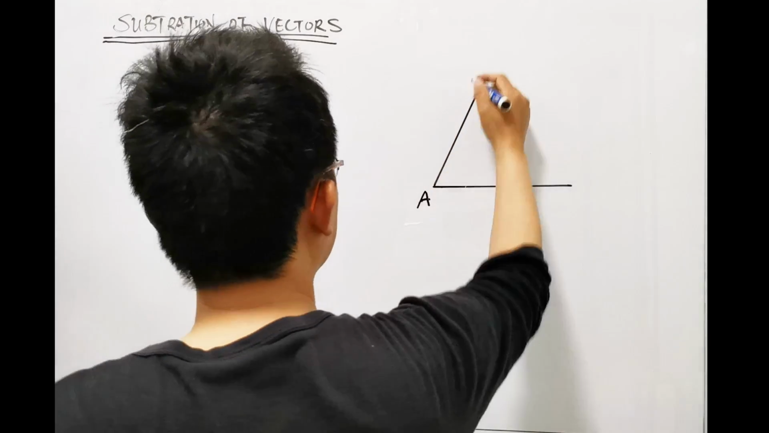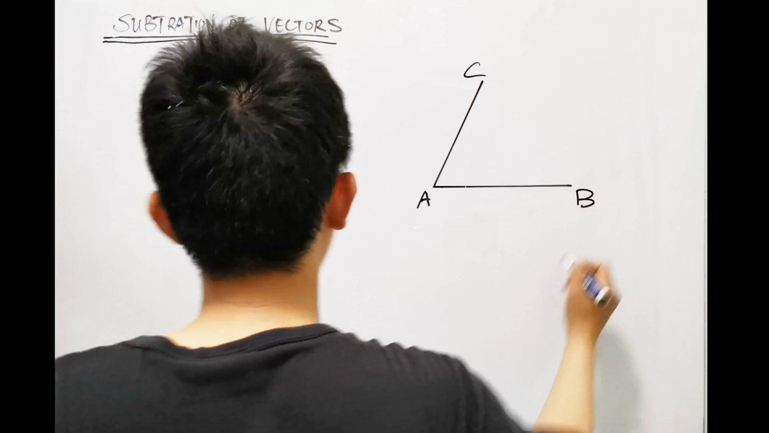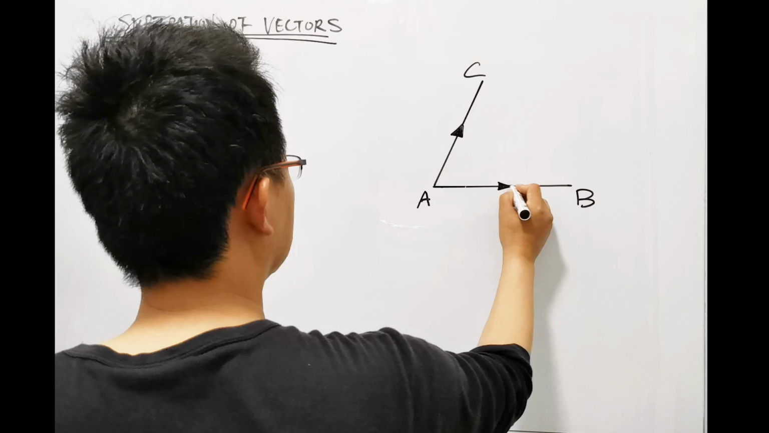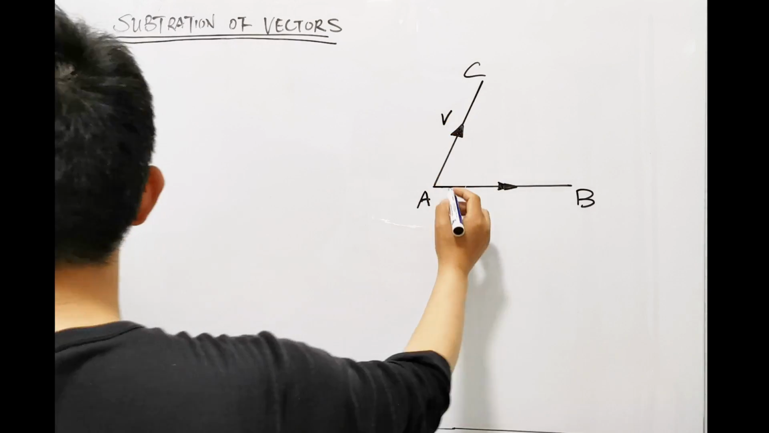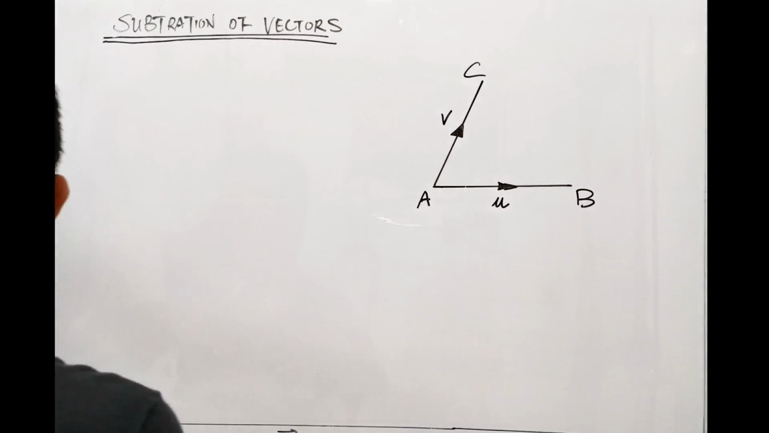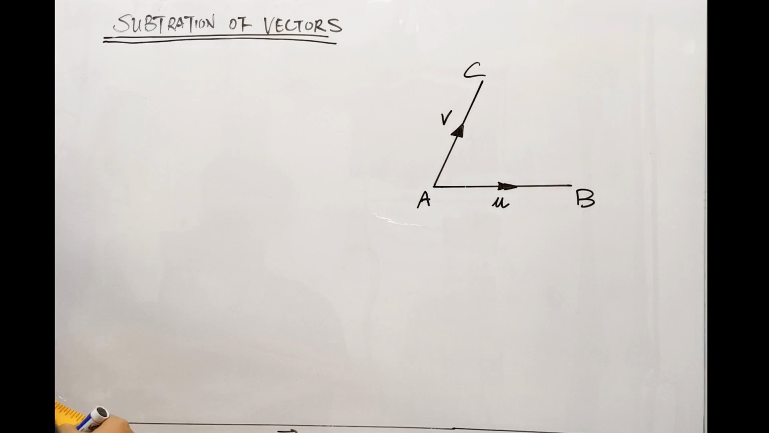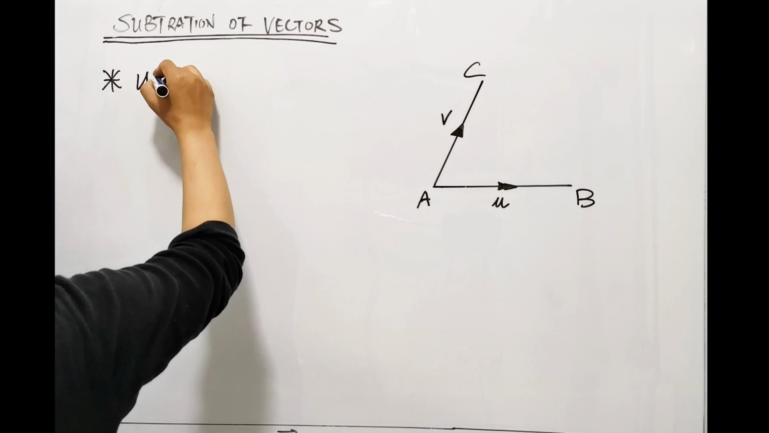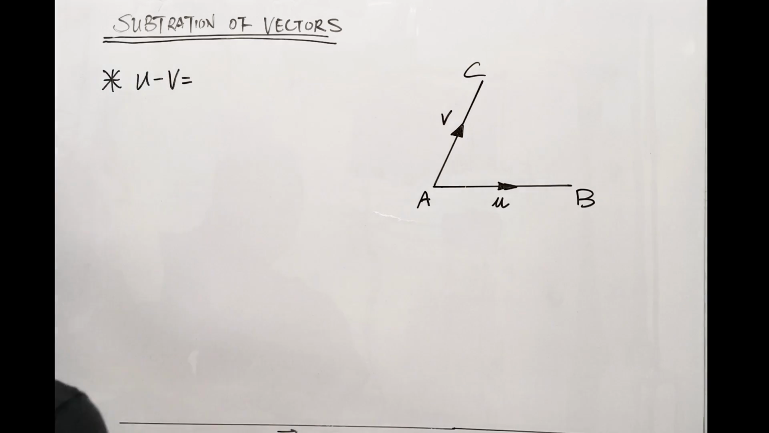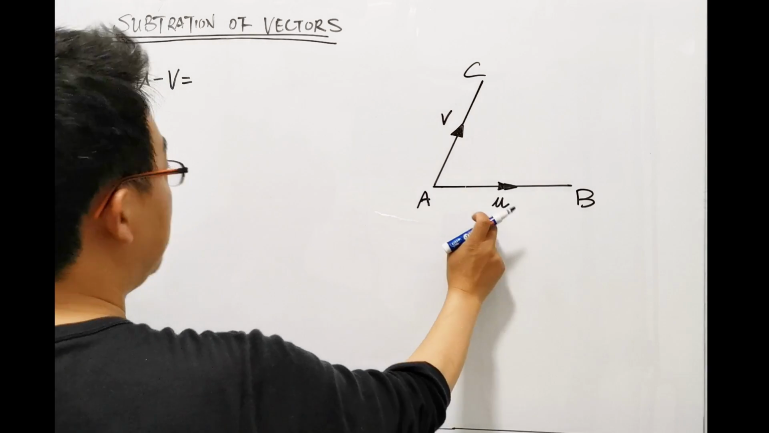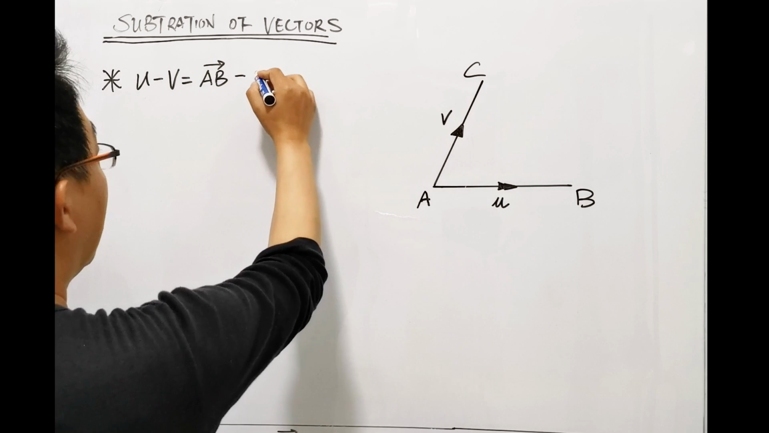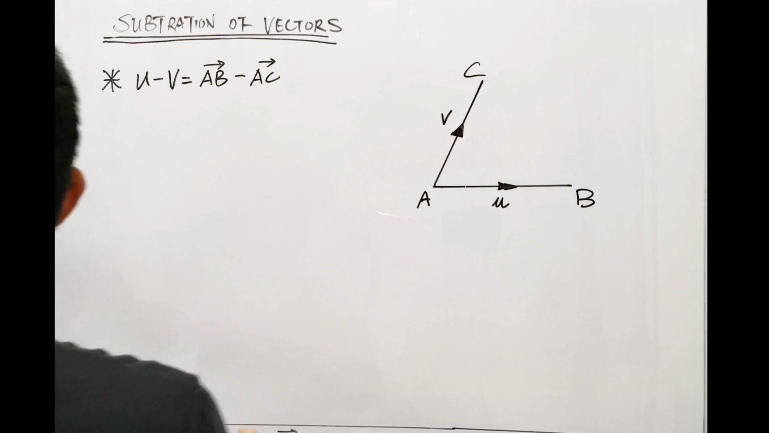Assume this is A, this is C, this is B. Now we have this. These are two different vectors: this is V, and this is U. So how do we calculate U minus V? Basically U is vector AB, then minus AC. From here we can see that.